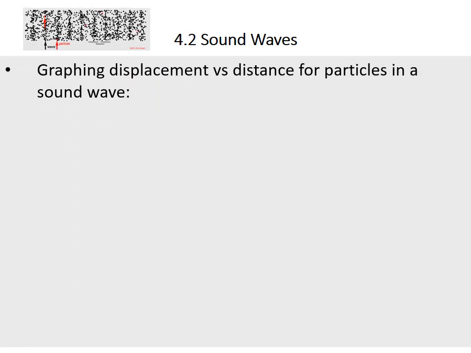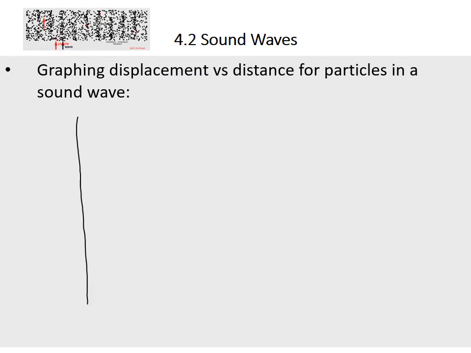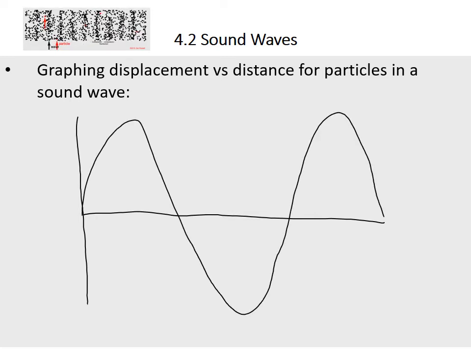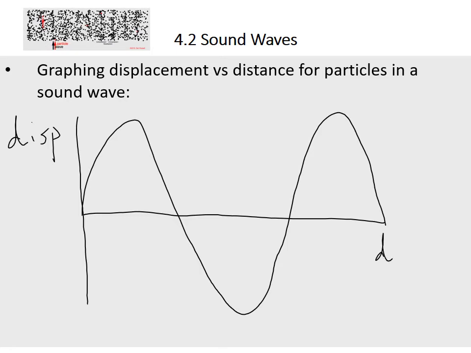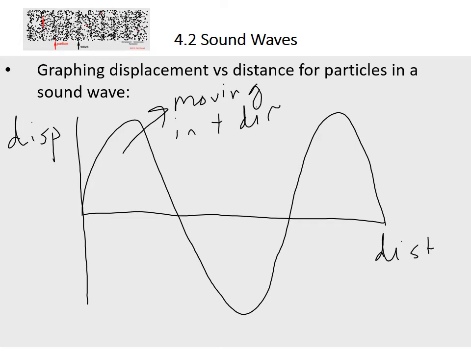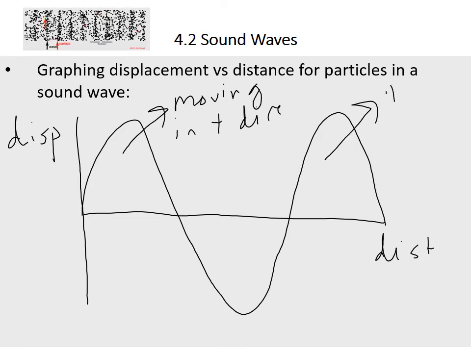I can also graph displacement versus distance for particles in a sound wave or any type of longitudinal wave, which is very interesting. I'll sketch maybe 1.5 wavelengths. This is displacement on the vertical axis, and this is distance on the horizontal axis. In a displacement versus distance graph, particles that are positively displaced are moving to the right. So these particles are moving right, moving in the positive direction, or whatever the orientation is. Again, they're moving in a positive direction.